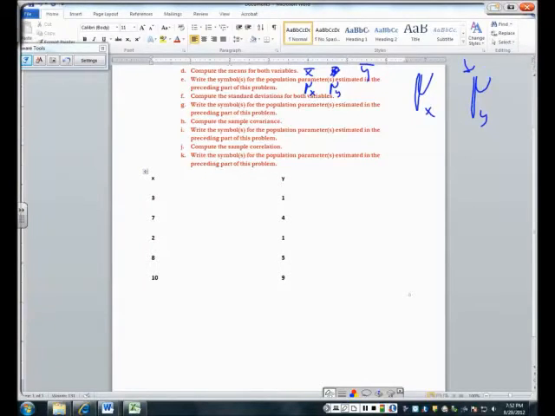So then we're going to compute the two standard deviations. For Part F, we're going to compute the standard deviation of the x's and the standard deviation of the y's. Then in Part G, it says to write the symbol for the population parameters. That'll be the population standard deviation of the x's and the population standard deviation of the y's.